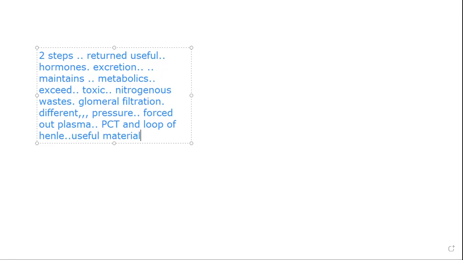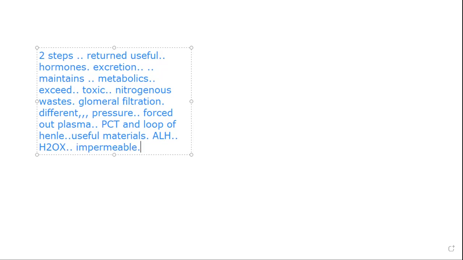All the useful materials are absorbed back into the body. The minerals are actively absorbed back, and water is passively taken up and sent back into the body. From here, the next part of the loop of Henle is the ascending loop of Henle, where water is not going to be reabsorbed. Remember this: water will not be reabsorbed in the ascending loop of Henle. The ascending loop of Henle is strictly impermeable to water.